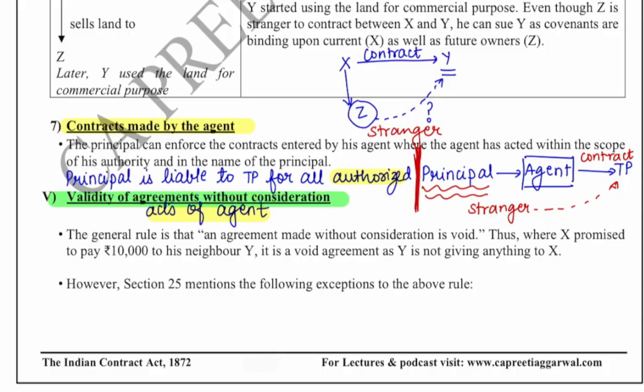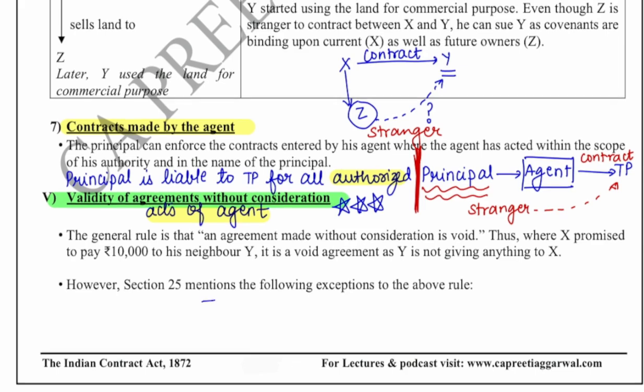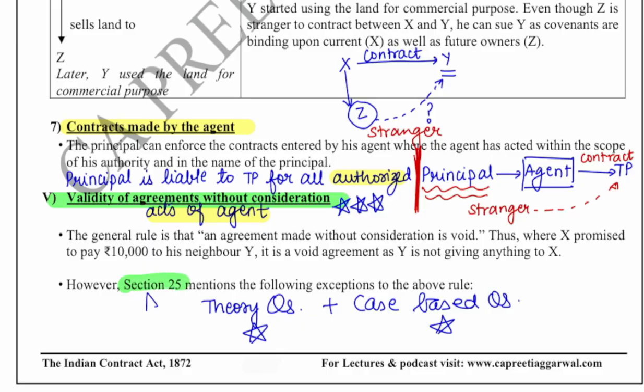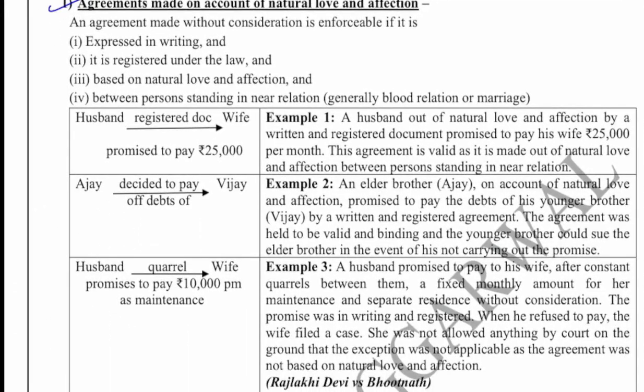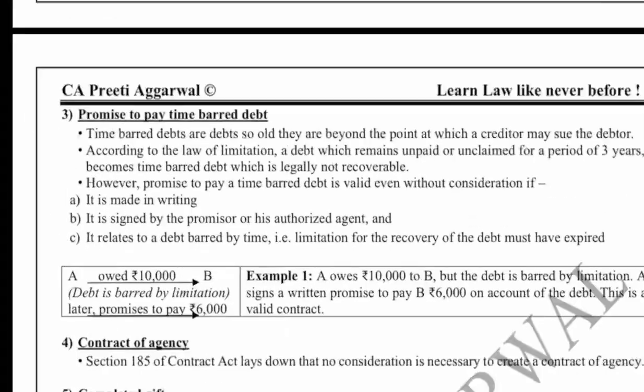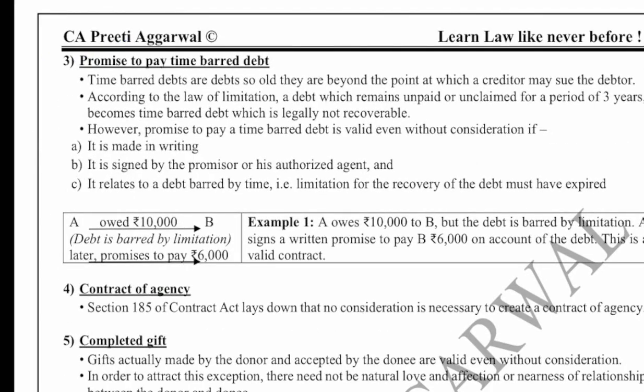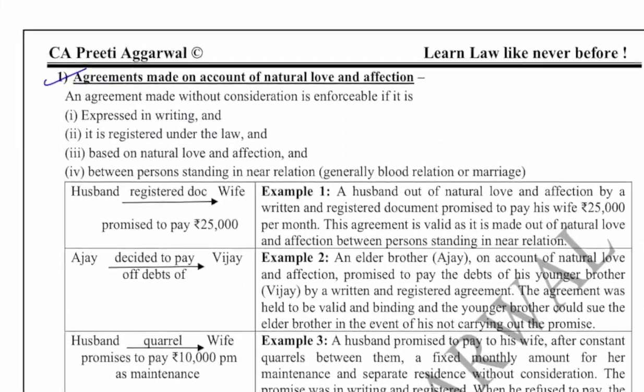The last part of this chapter is also very, very, very important. It is asked as a theory question wherein you will have to write everything. Plus, if you notice, many case-based questions are asked from this chapter. So Section 25, the section number is important. If a theory question is asked, students, you need to write the examples only for the first 3 provisions. No need to write examples for the remaining provisions. But for the first 3 provisions, you need to write examples also.